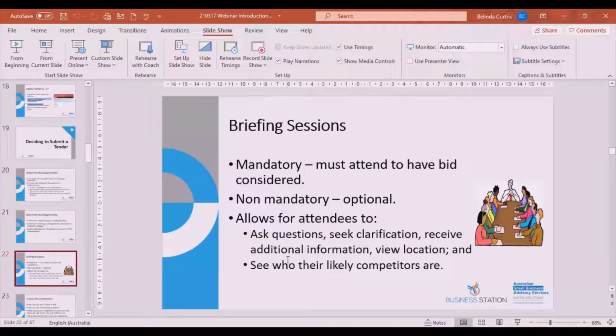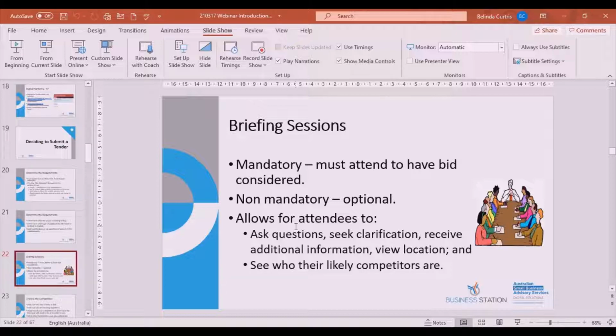Sometimes the tender will have a requirement for a briefing session. Basically, they'll get all the prospective suppliers for that tender to a meeting where they'll go through information about the tender. There might be some more information that they're going to provide. They might clarify some aspects or talk about the general nature of the tender and what they're trying to achieve. From your point of view, it gives you an opportunity to ask questions, receive additional information, and view the location. For facilities type contracts, say cleaning, for example, they often have a briefing session where they want the prospective cleaning companies to visit the buildings that they're going to clean.